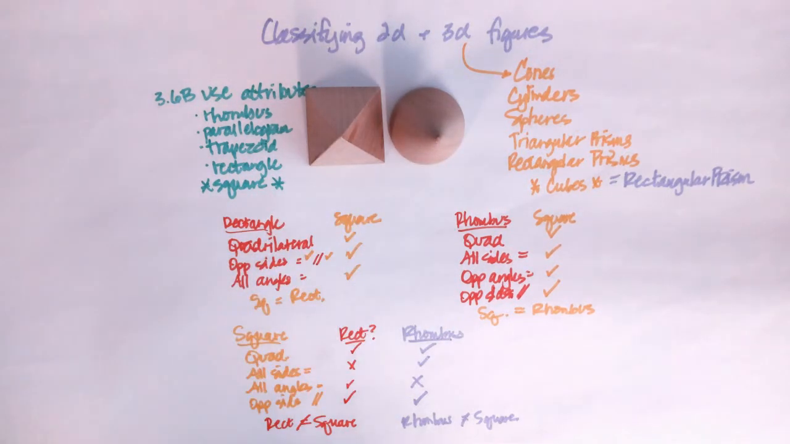They don't have to know apex. That is a bonus. So that is not something that you need them to know. You need them to know it's not a vertex. So those are the main things for this unit. You're going to do lots of classifying and sorting.